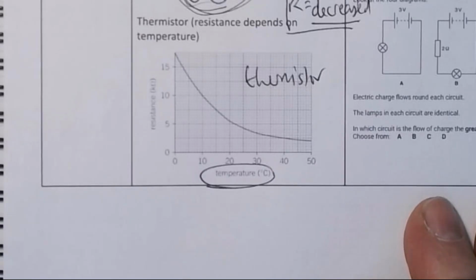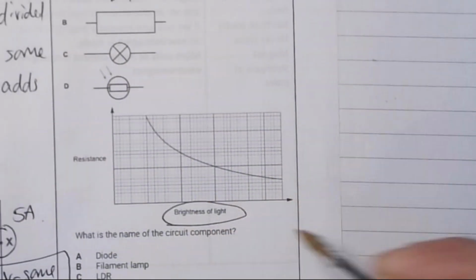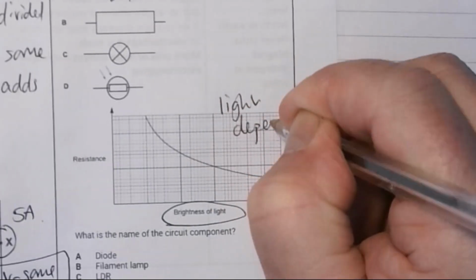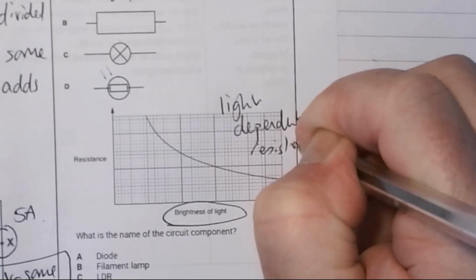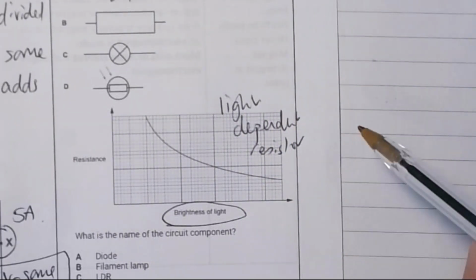Whereas if you've got a similar looking graph, but it's got intensity or brightness of light on the x-axis, then we're talking about a light dependent resistor. Okay, they like those because the graph looks similar and they know you're going to be confused. So don't be confused, revise it.